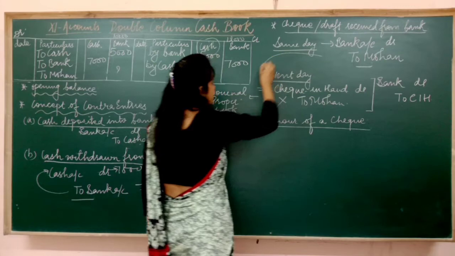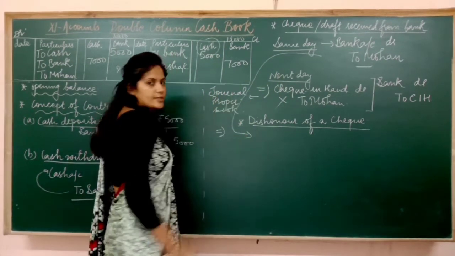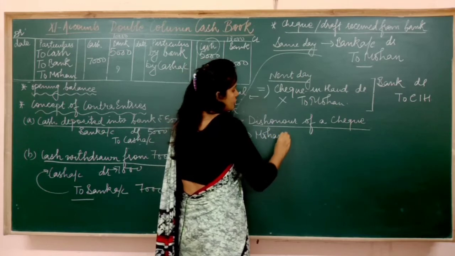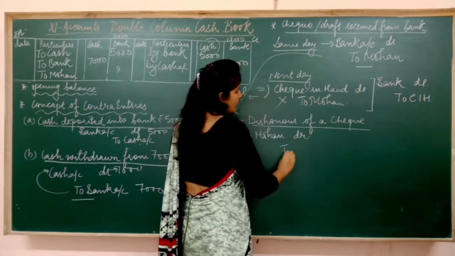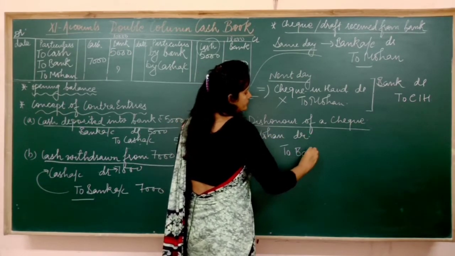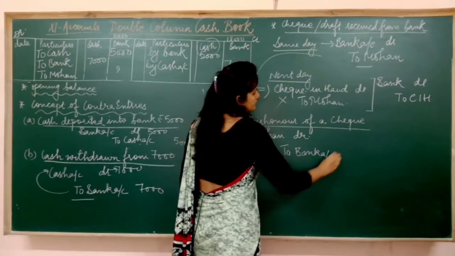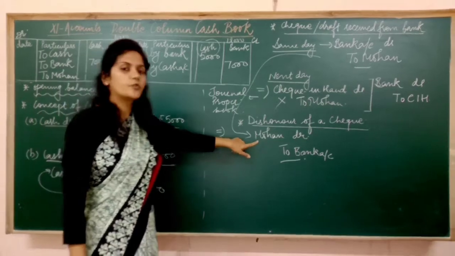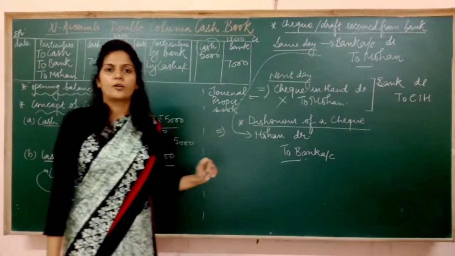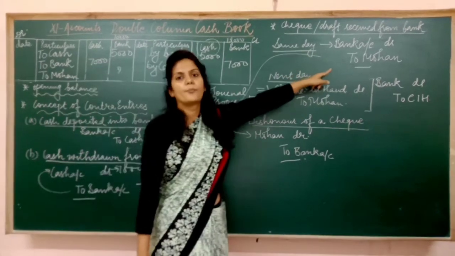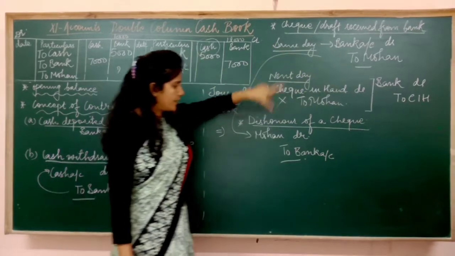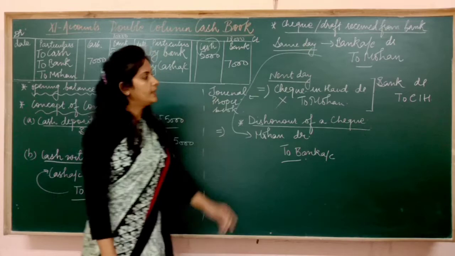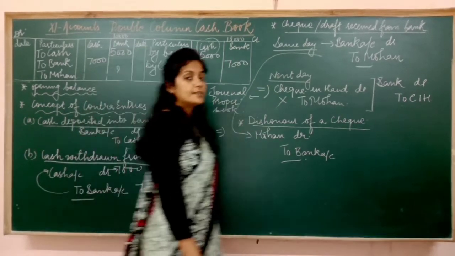Suppose in this case the bank has dishonored the check, then what entry will you pass? You will reverse this entry. The entry will be Mohan account debited to bank account. If a check has been received from Mohan and deposited into the bank on the same day, the entry is bank to Mohan. If that check has been dishonored by the bank, the entry will be Mohan to bank. In this case also, it's very easy if you compare.